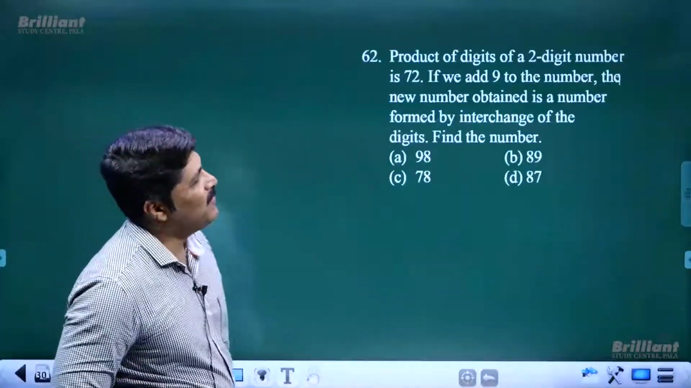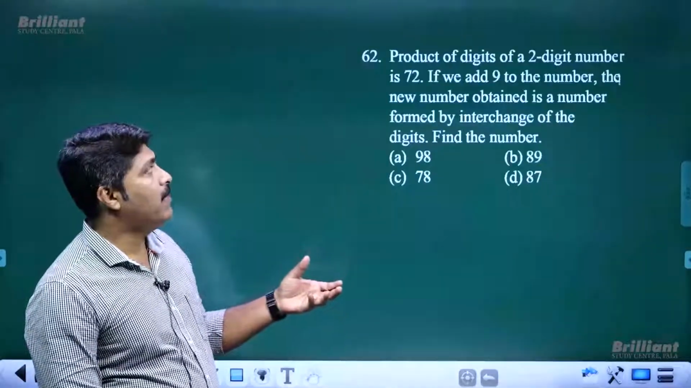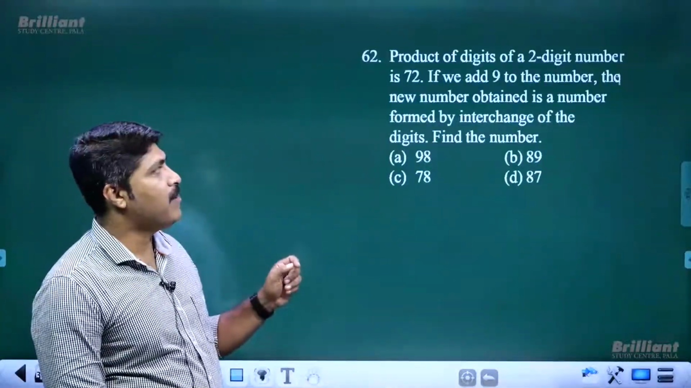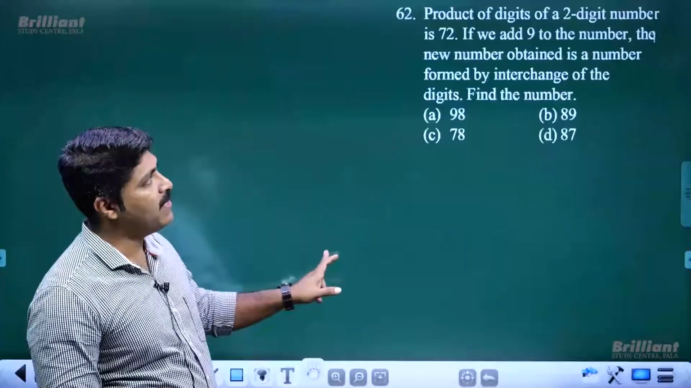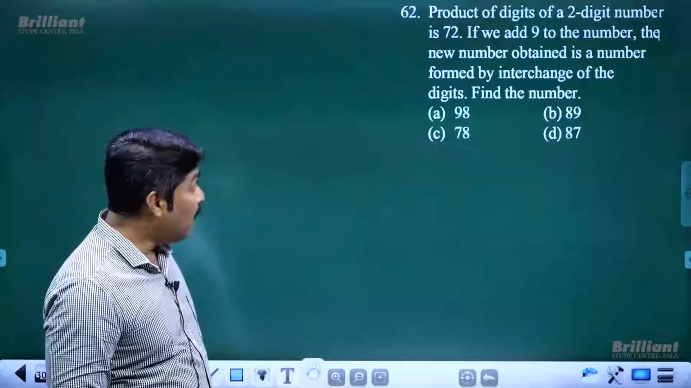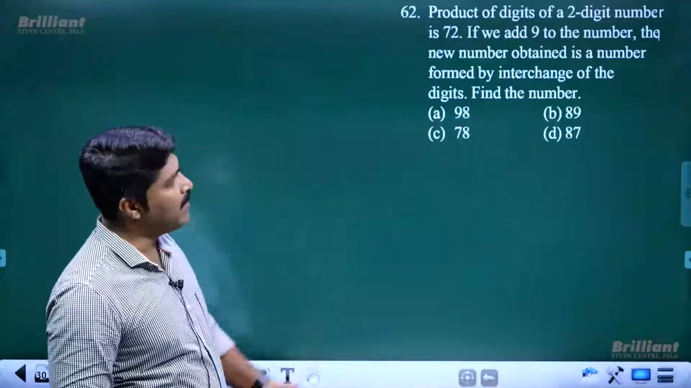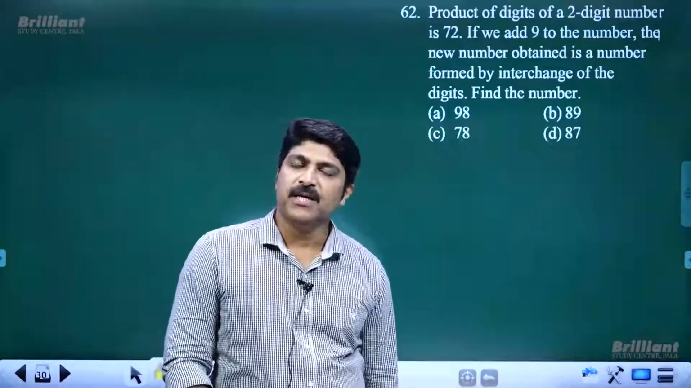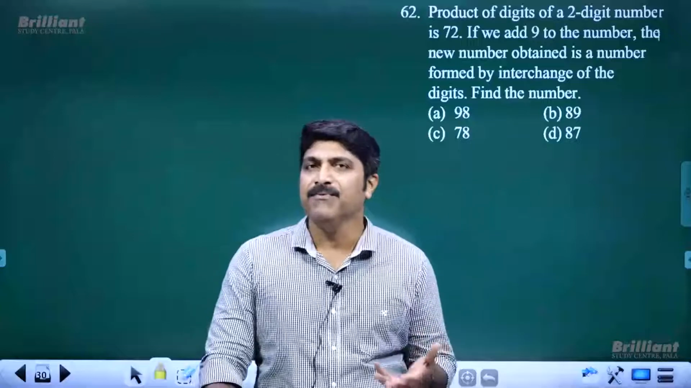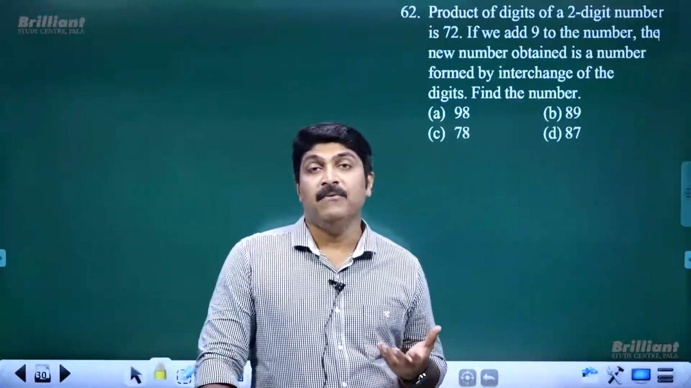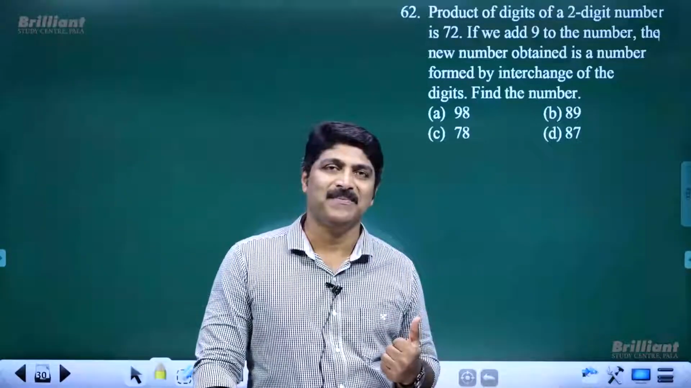The product of digits of a 2-digit number is 72. If we add 9 to the number, the new number obtained is the number found by interchanging the digits. Find the number. It's a question from the topic Numbers. How to find the answer to this question? Most probably, if a student is well aware of the algebraic approach for this type of question, he or she may waste time finding the answer with the help of algebra.